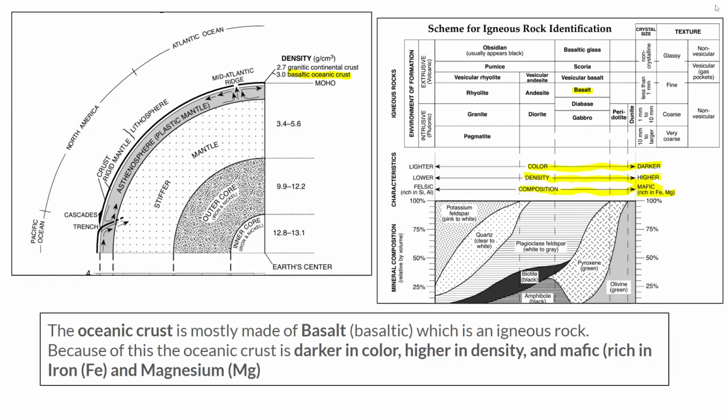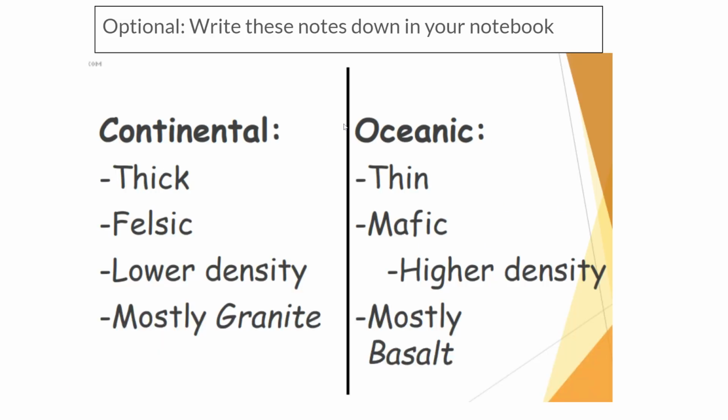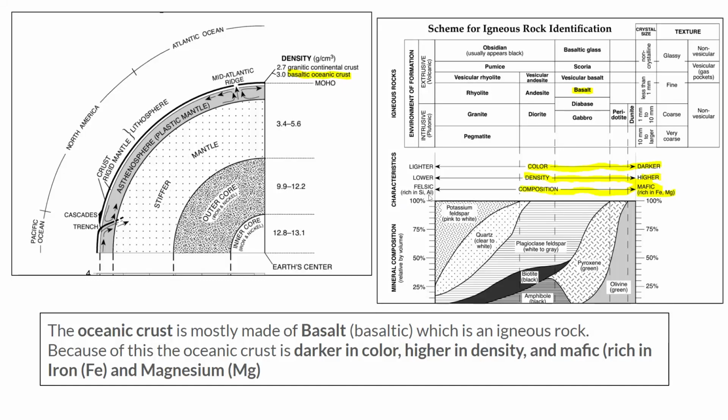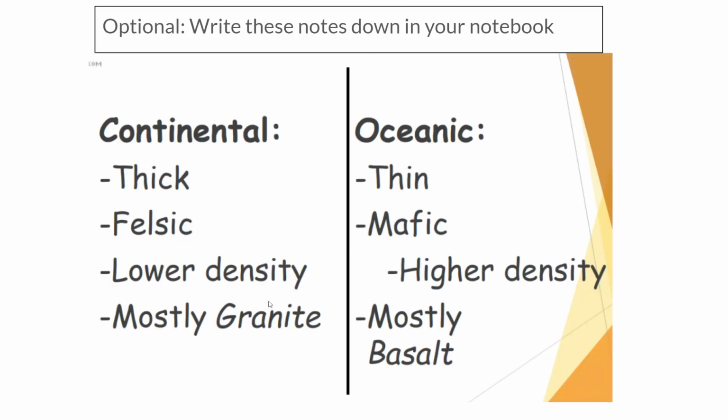Our oceanic crust is made up of another type of igneous rock, mostly basalt, and you can see basalt is darker. So our oceanic crust is darker, it is higher in density, and it's mafic, meaning it's richer in iron, Fe, and magnesium, Mg. So this is a summary of what I just talked about. Our continental crust is thicker. It's more felsic, meaning lighter in color, less dense, and rich in silica and aluminum. And it's mostly made up of granite. Our oceanic crust is thinner, it's mafic, it's higher in density, and mostly made up of basalt.